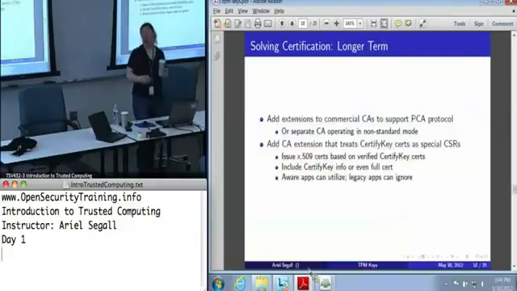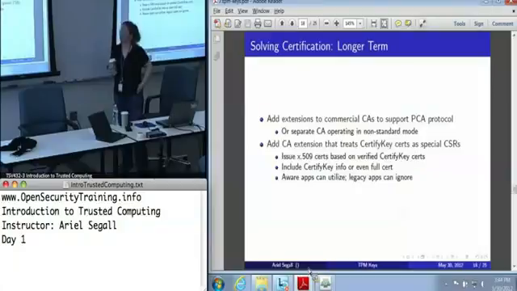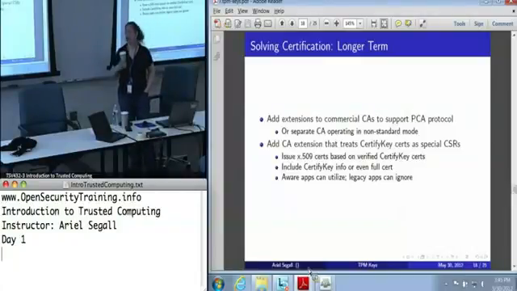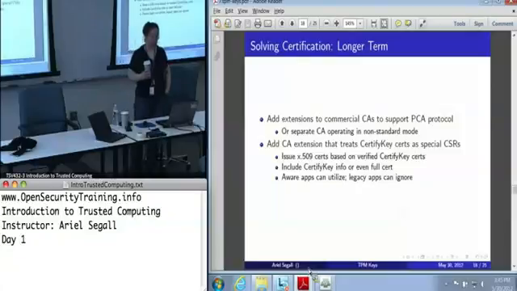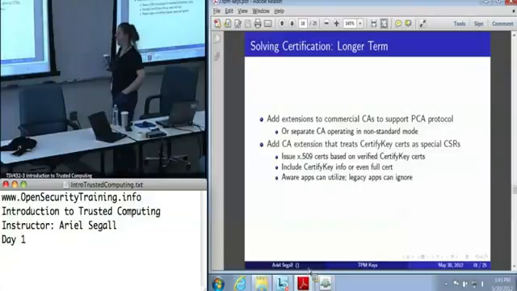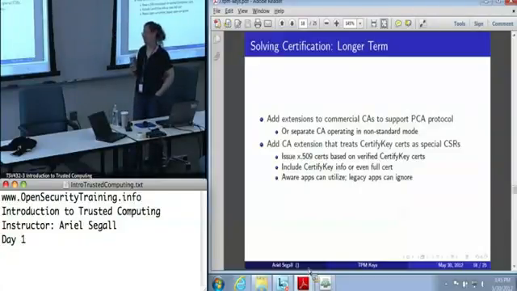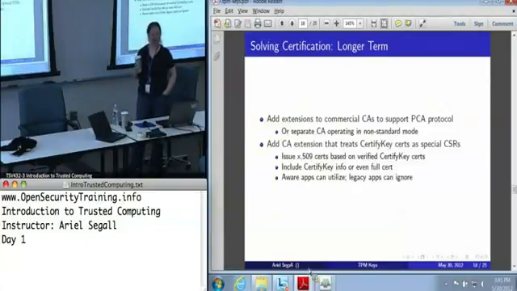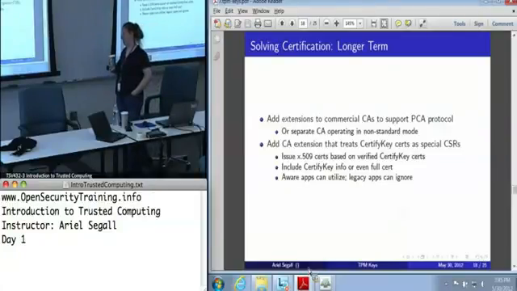In the longer term, we'd really like to see extensions to the commercial CAs, or potentially what some folks have suggested, operating a separate CA in a different mode. I am completely agnostic on that. I'm not a certification person. So we are looking at adding a CA extension that treats certified key certificates as a kind of certificate signing request. Because the CA is already breaking down a data format to make sense of a certificate signing request. And frankly, a certified key credential is a lot more reliable and a lot more trustworthy than a standard X509 certificate signing request that doesn't tell you anything.